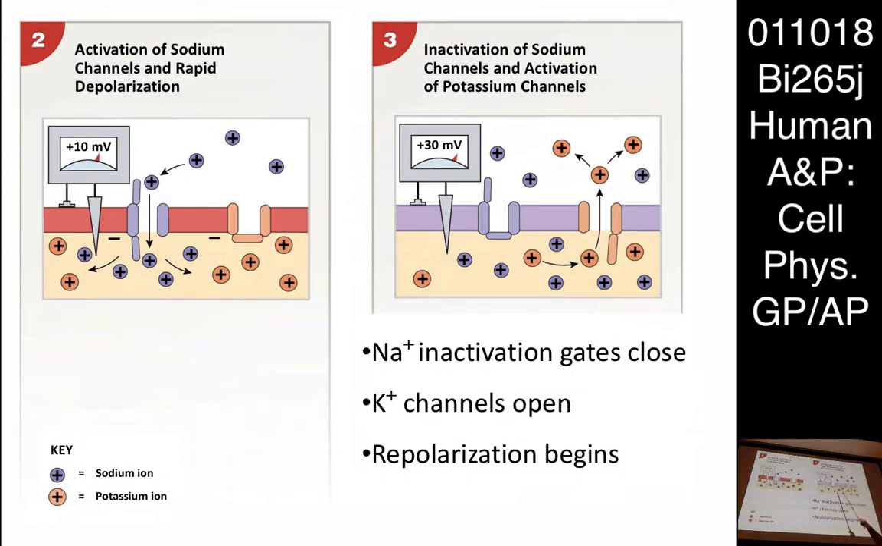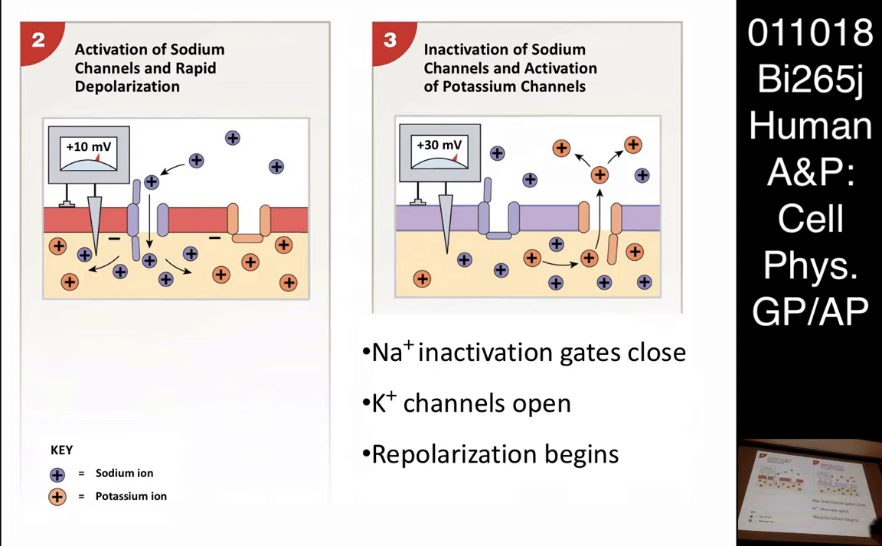As it passes plus 30, a couple things are going to happen. First of all, the deactivation gate on the sodium channel, when it gets to plus 30, is going to slam shut. And now, since we're at plus 30 millivolts, what did I say the equilibrium potential for potassium was? Minus 90. We're a long way from home, aren't we? Potassium, the gate opens up at plus 30, whereas this one closes. The potassium one opens up.